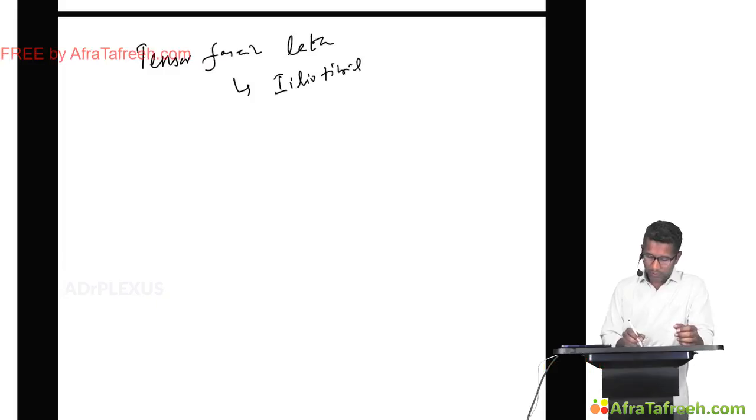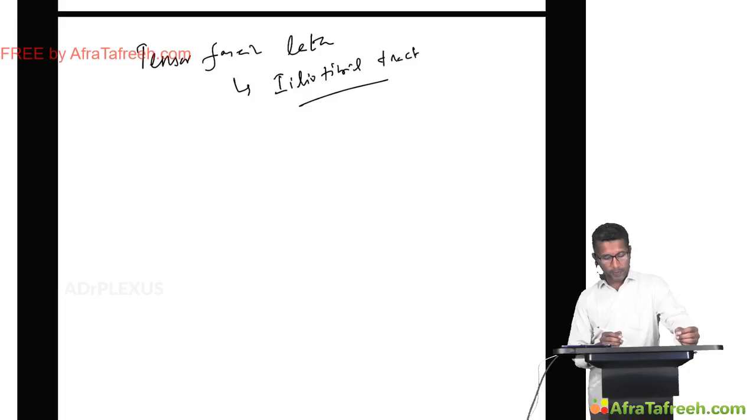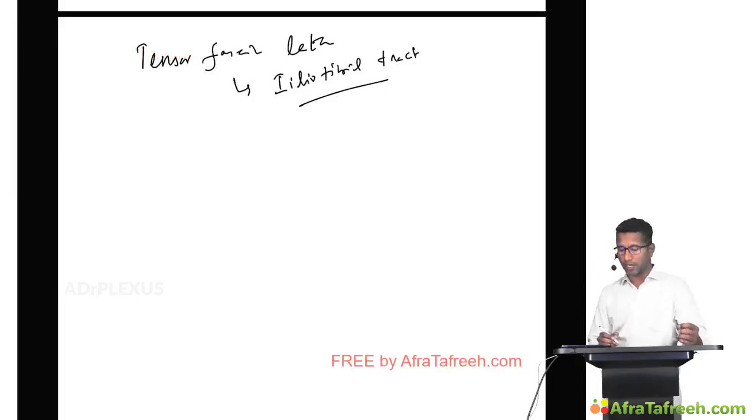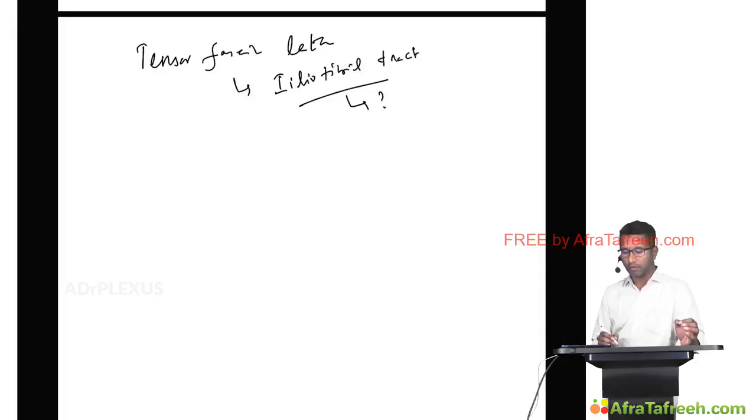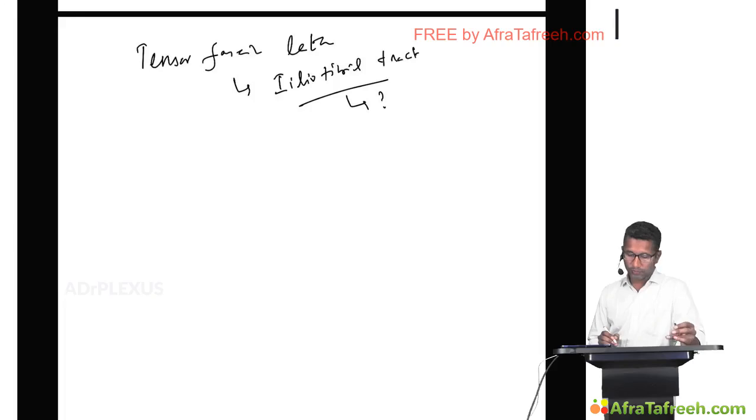We know that the iliotibial tract is nothing but a condensation on the lateral aspect of the thigh. It is nothing but a condensation of the fascia lata. My next question is, where is this iliotibial tract attached? Proximally, the iliotibial tract is attached to the iliac crest.